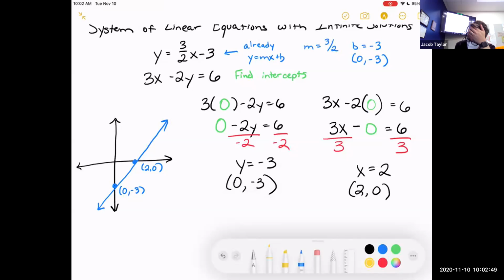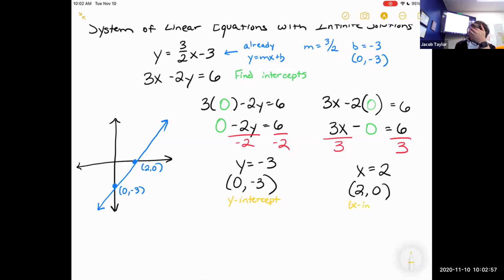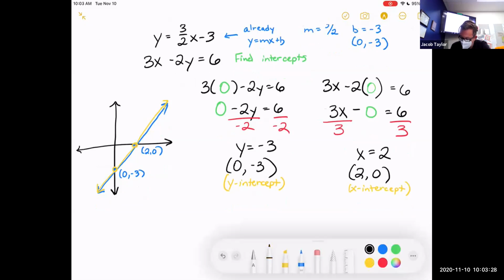What? You made an oopsie? Oh. So the y-intercept of 0, -3 would be right here where the first y-intercept was, and the x-intercept of 2, 0 would be right here where the first x-intercept was. Hey, look at that. What do you know about these lines? Not only are they together, they're the same.